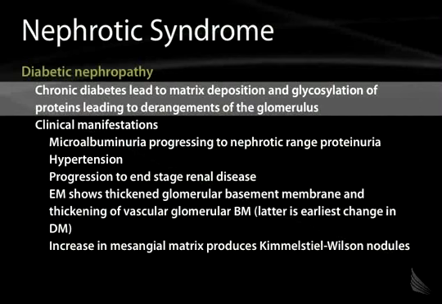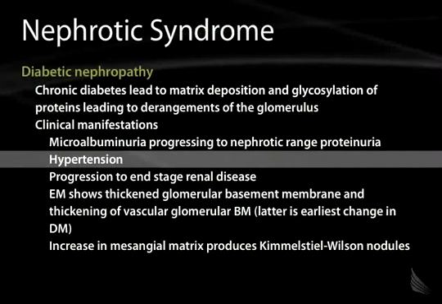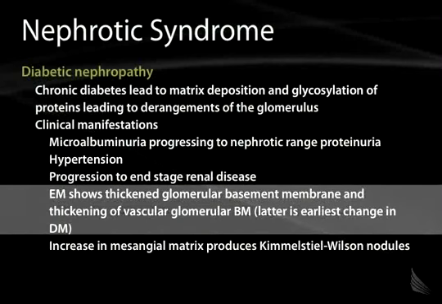Clinical manifestations of this disease start with what we call microalbuminuria. That is, detection of small amounts of albumin or protein in the urine. This progresses slowly over time until the protein that's being released into the urine is actually in the nephrotic range, that is greater than 3.5 grams per 24 hours. As this progresses, they progressively develop worse and worse hypertension and progress slowly to end-stage renal disease. What you see in this disease is thickened glomerular basement membranes on electron microscopy and thickening of the vascular glomerular basement membrane.